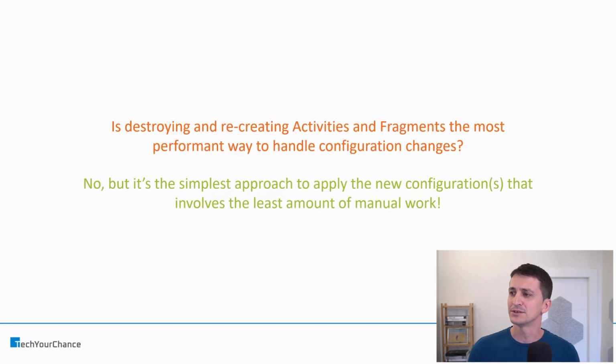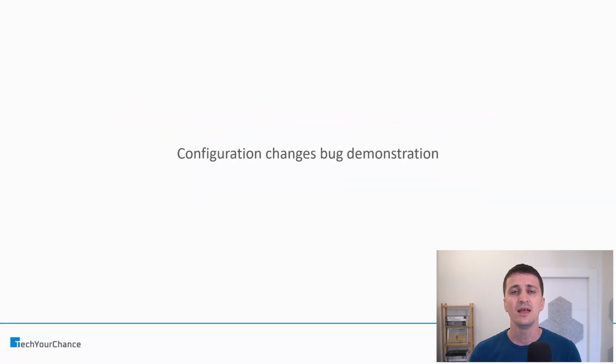Why that? Because there are two hard problems in computer science. One is naming and another one is cache invalidation. So when we restart everything, when we nuke everything, we basically ensure that we start from a clean state, and therefore we don't need to deal with cache invalidation bugs. So Android nukes all your activities and fragments, recreates them from scratch, and this is the simplest way to handle configuration changes. Now let's just see what can go wrong with config changes.